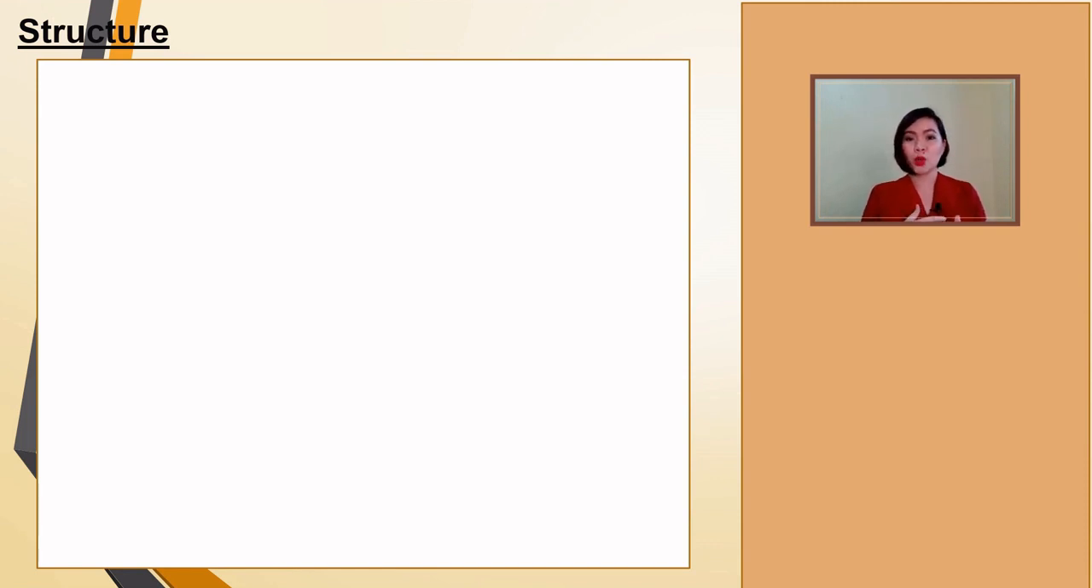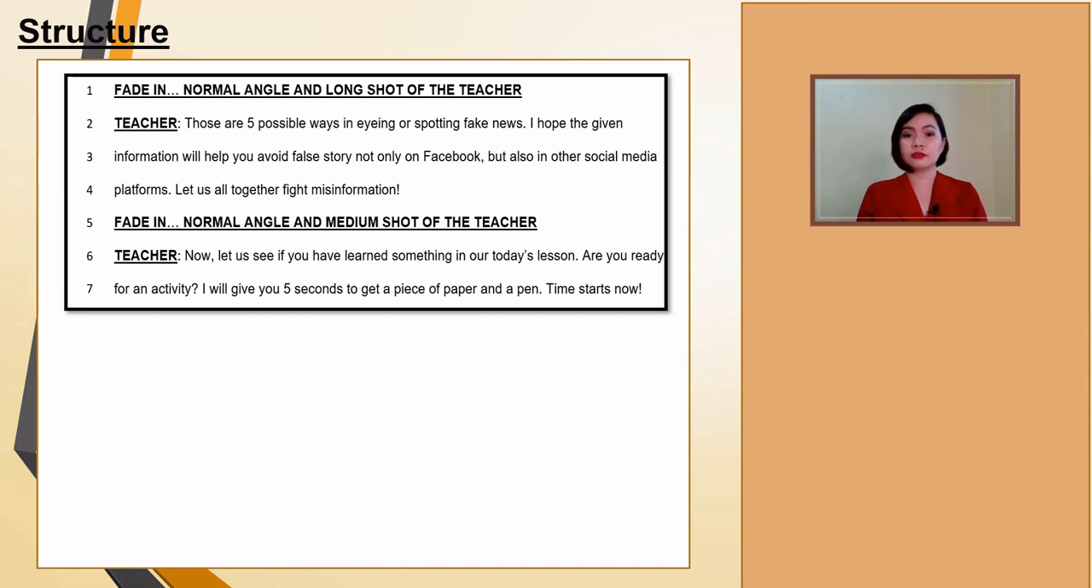So I will not show all the pages that contains the 5 ways because it is quite long and we do have limited time. So after the first, second, third, fourth, and fifth way, now we're going to have the formative assessment. So after the video, there is a spoken line that says, those are the 5 possible ways in eyeing or spotting fake news. I hope the given information will help you avoid false story, not only on Facebook, but also in other social media platforms. Let us all together fight misinformation.